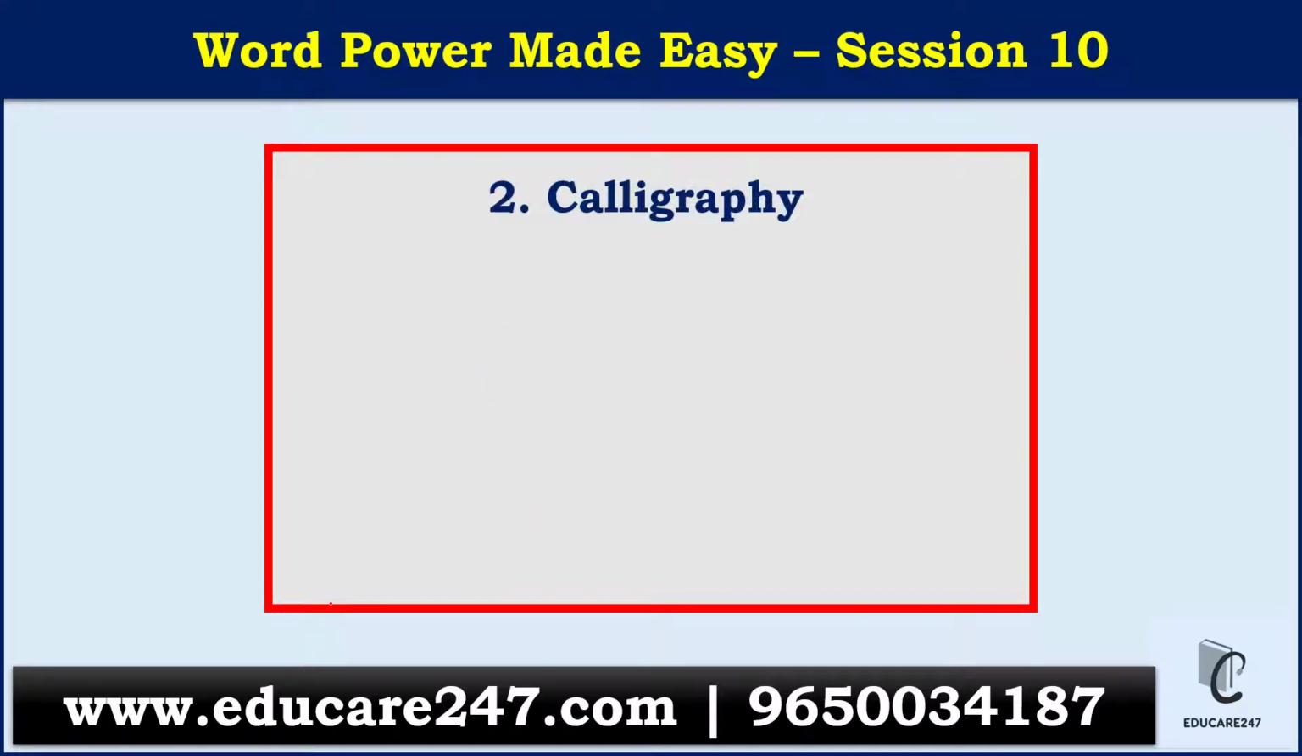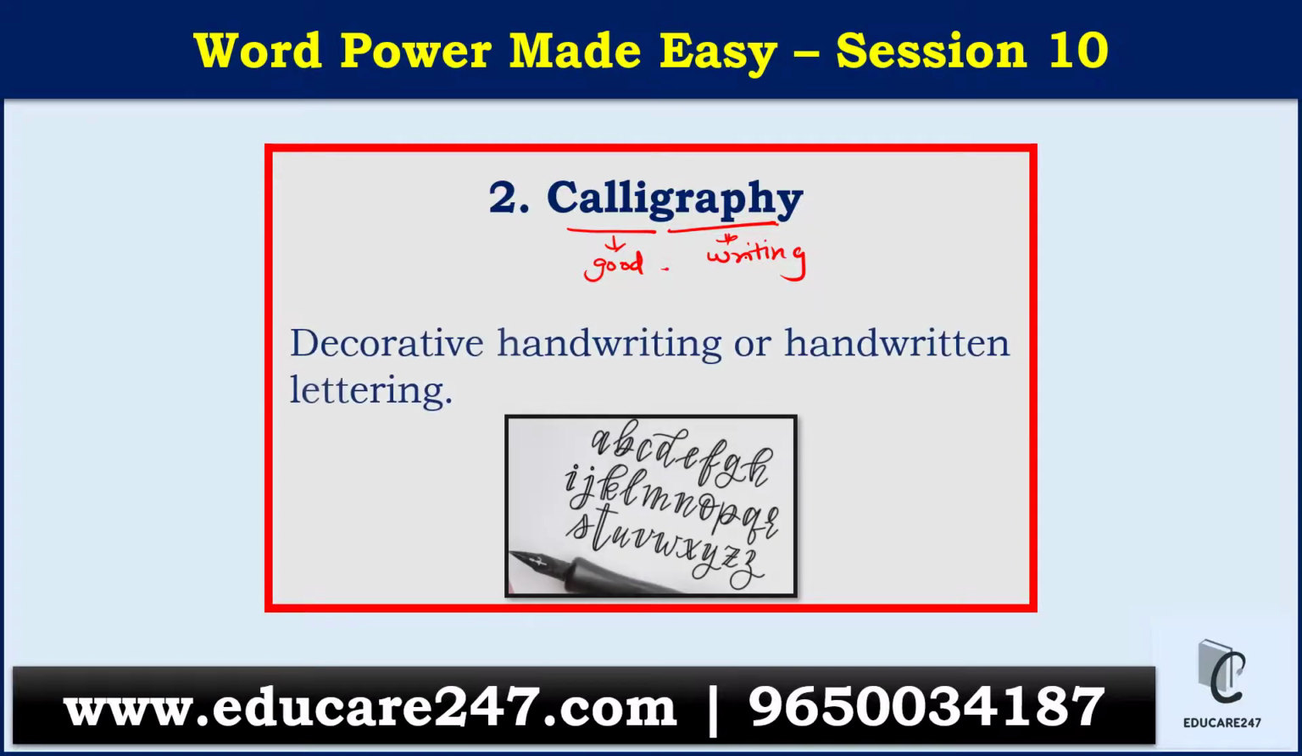Next we have calligraphy. So calligraphy: kalos, which was good, and graphy, which is handwriting again. So it's basically good handwriting. So decorative handwriting or handwritten lettering, as you see here, will be termed as calligraphy.